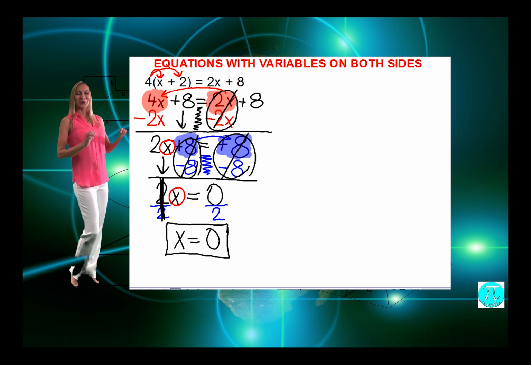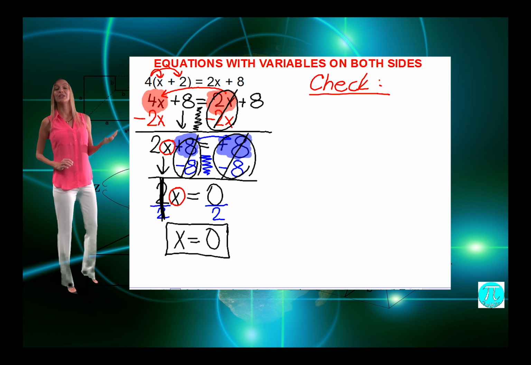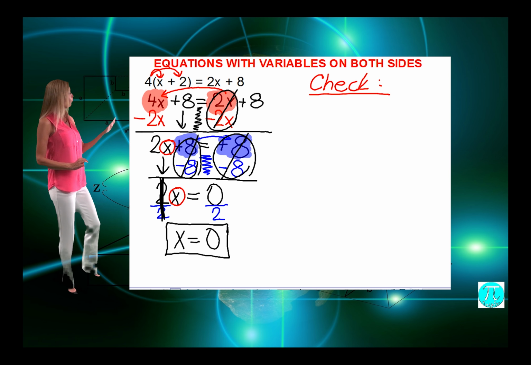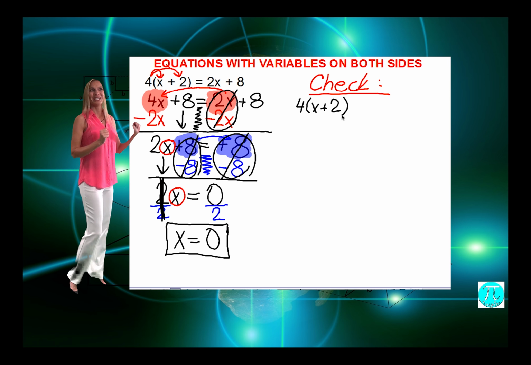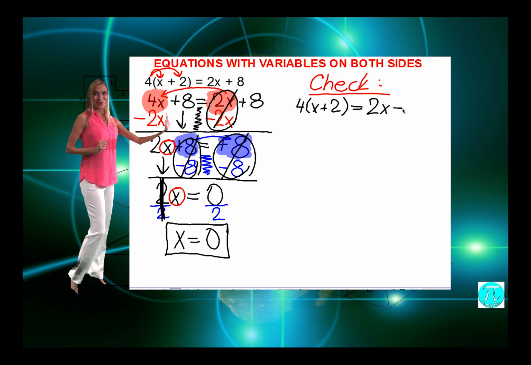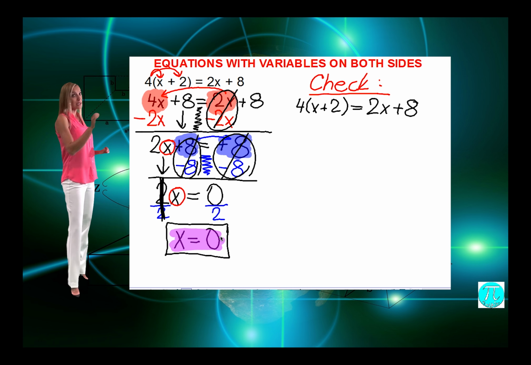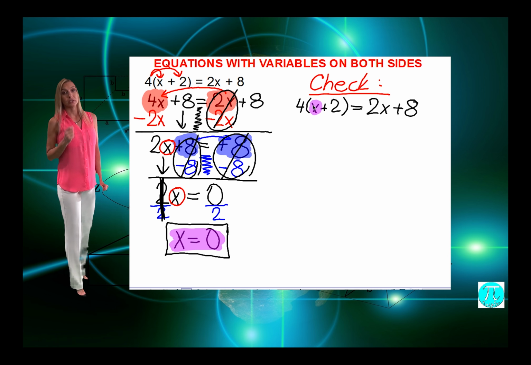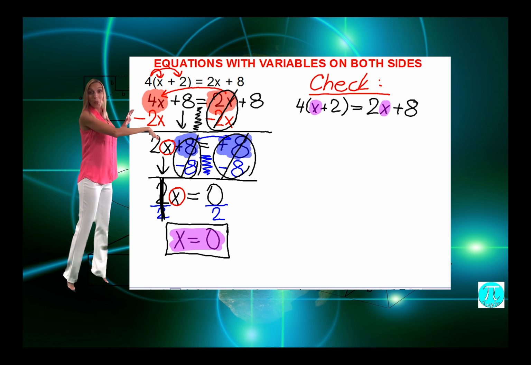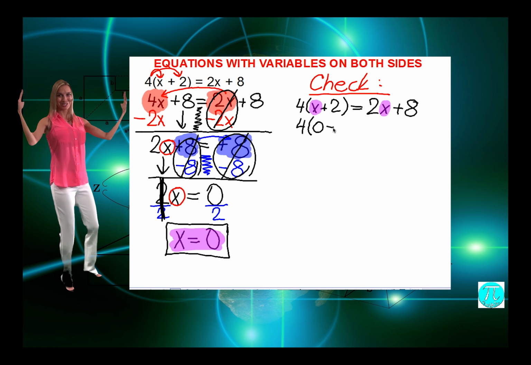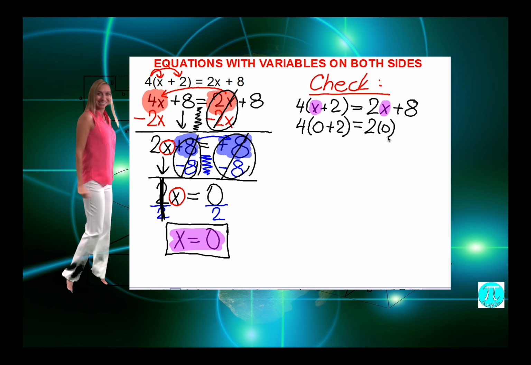What we're going to do, we are going to make sure we are right. So we're going to do a little check. We're going to rewrite the original equation that said 4 times, in parentheses, x plus 2. That's supposed to equal the other side, which says 2x plus 8. We have solved for the x. We said that x is equal to 0. Well, let's make sure we are right. So we're going to substitute. Every x we see will be replaced, will be substituted with 0. So 4 times, parentheses, 0 plus 2 equals 2 times 0 plus 8.